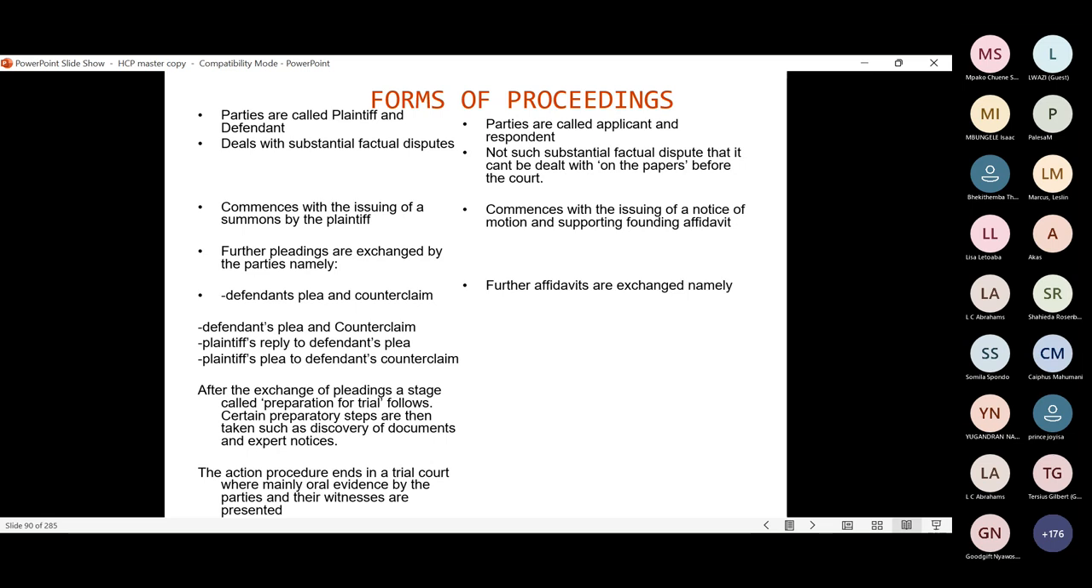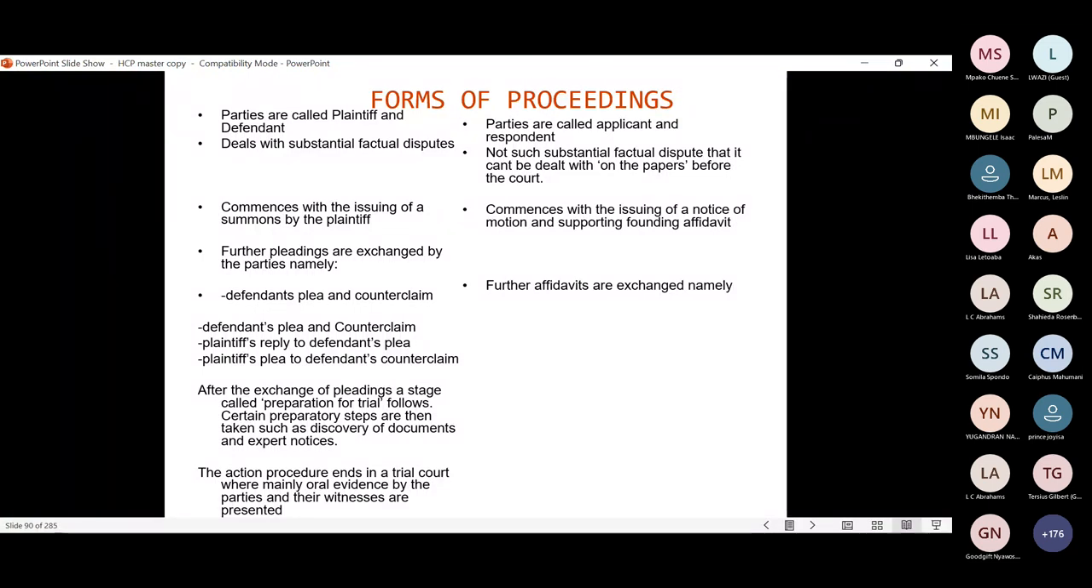And then after that, the plaintiff can reply to the defendant's plea. And if there was a counterclaim, then the plaintiff must plead to the counterclaim. Right. And then after that, you get further pleadings, which I will also talk to you about a bit later. You get further pleadings in action procedures.